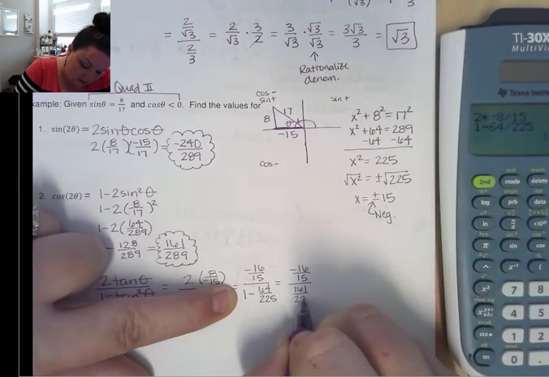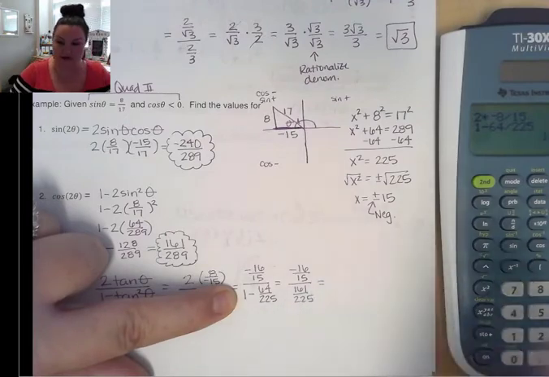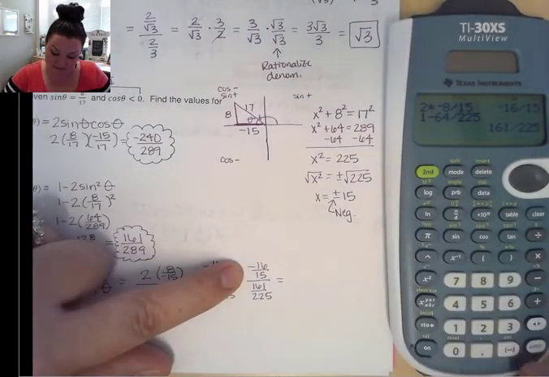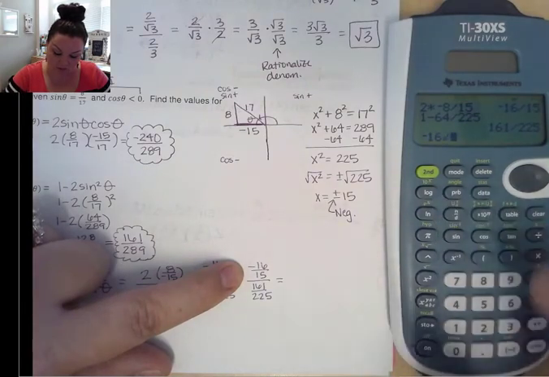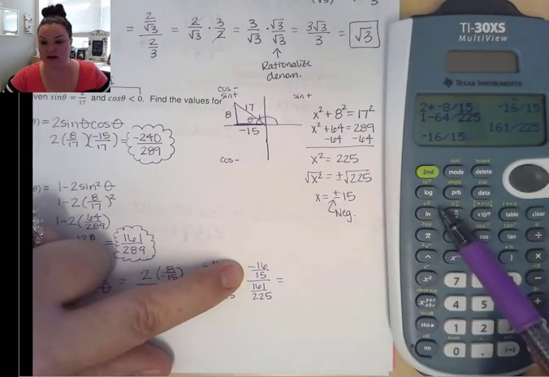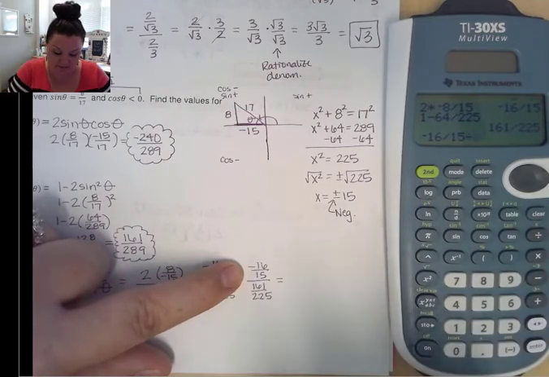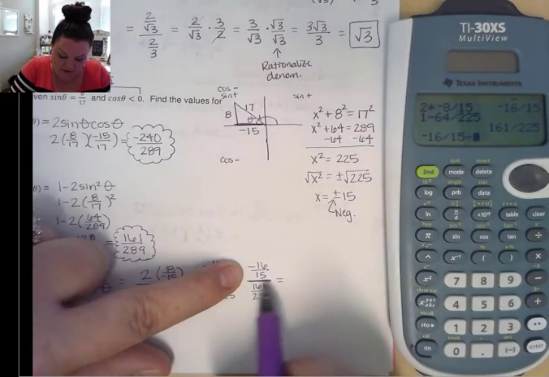161. And then I'm going to go ahead and use my calculator to do this division. So negative 16 over 15. Make sure you're using your fraction button. Okay, and then the division for our main fraction here, right? This is where I hit my division bar.